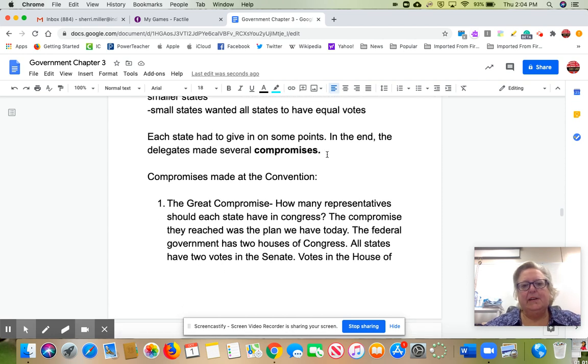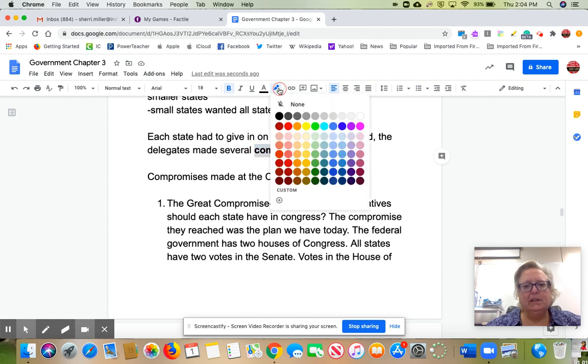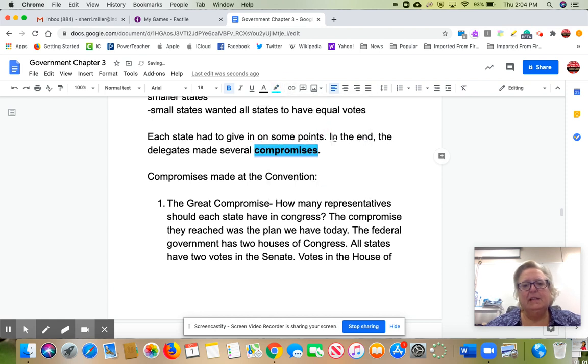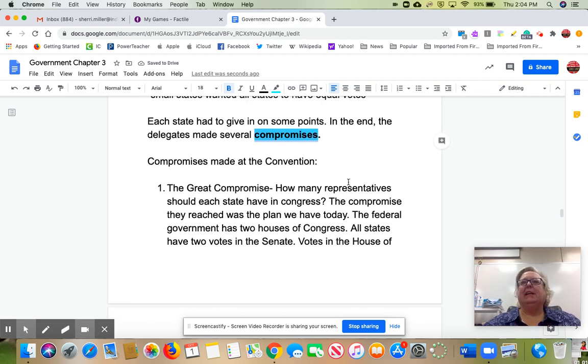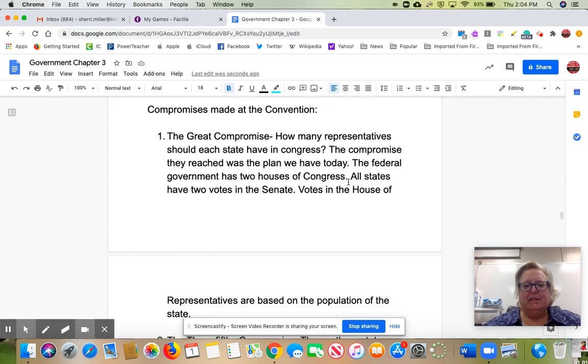Each state had to give up on some points. In the end, the delegates made several compromises, and this is the most, I'm going to highlight that too, because it is the most important word. We have to do it all the time in the world. They had to compromise, and that means giving up and giving in a little bit, but not just letting somebody have their way, but making compromise and coming to an agreement. Compromise is made at the convention, the Great Compromise.